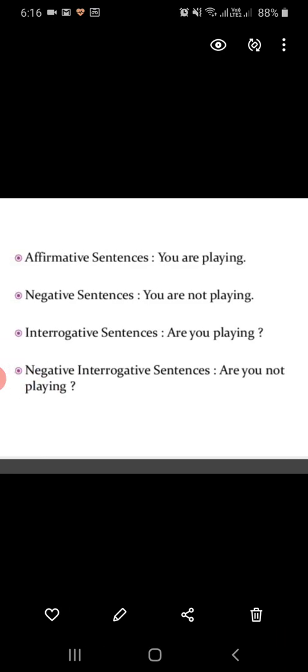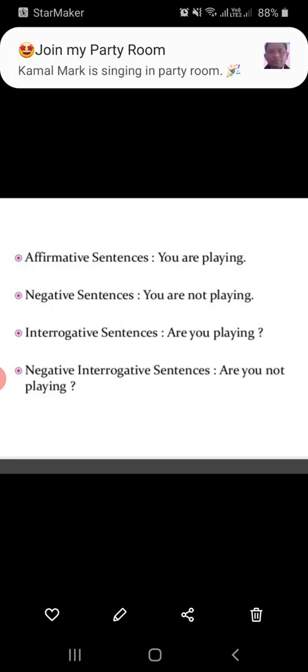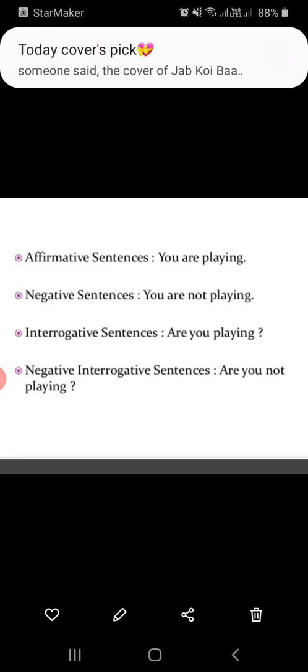Affirmative sentences related to present continuous: you are playing. Negative sentences: you are not playing. Interrogative sentences: are you playing? Negative interrogative sentences: are you not playing?